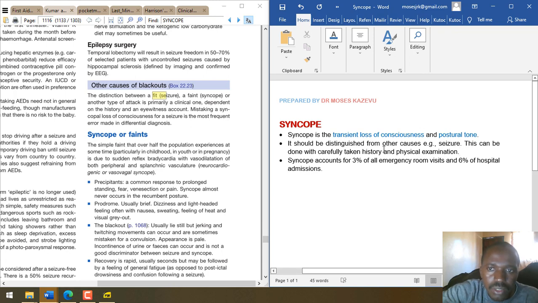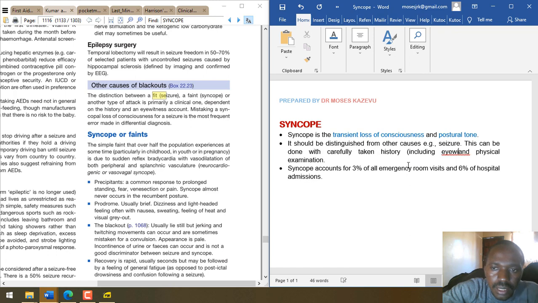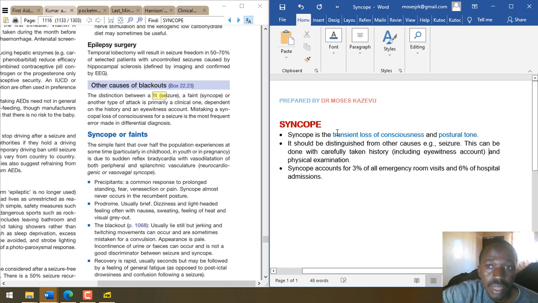Carefully taken history, we can say including eyewitness account. Okay, so mistaking a syncope loss of consciousness for a seizure is the most frequent error made in the differential diagnosis. Okay, fine. So this already explained what they are trying to put out there.